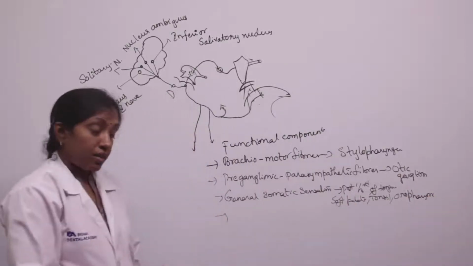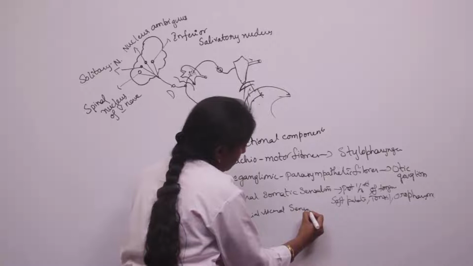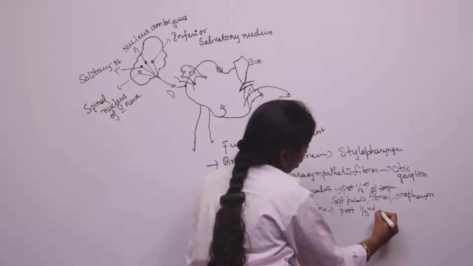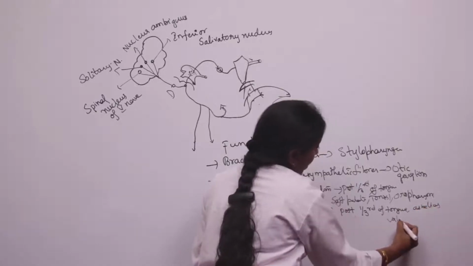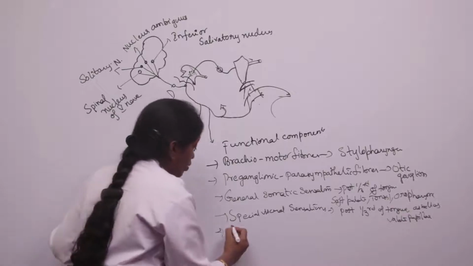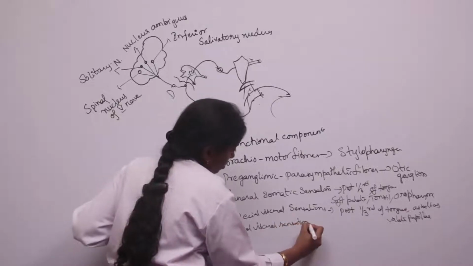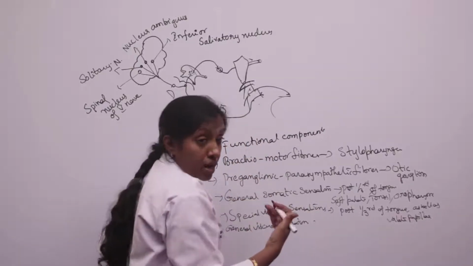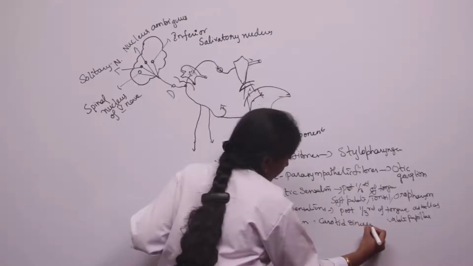And special visceral sensation, nothing but the taste sensation, from the posterior one-third of the tongue as well as from the circumvallate papillae, and also general visceral sensations, which act as baroreceptors and chemoreceptors from the carotid sinus as well as the carotid body.